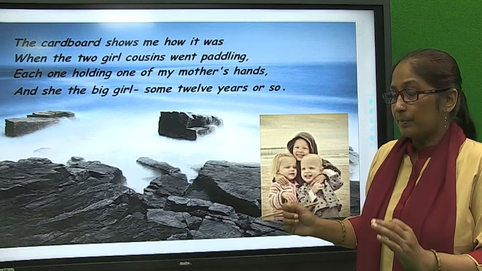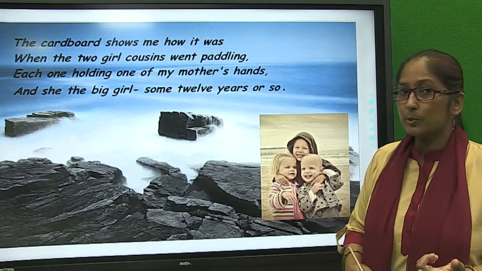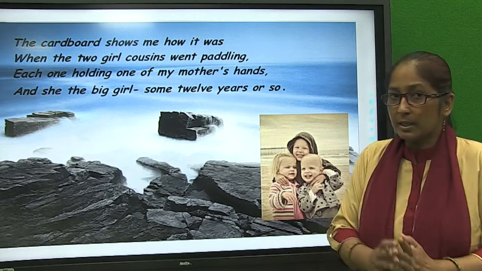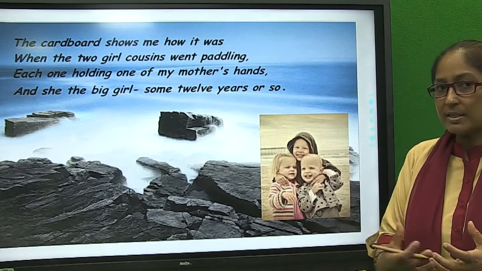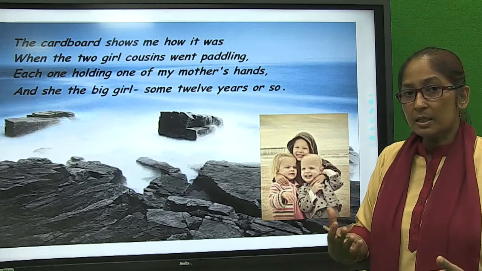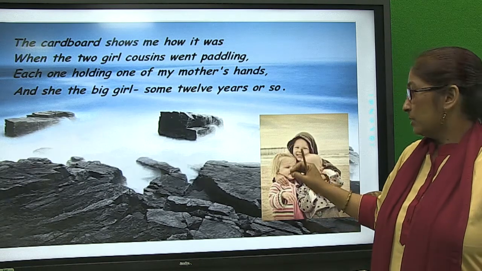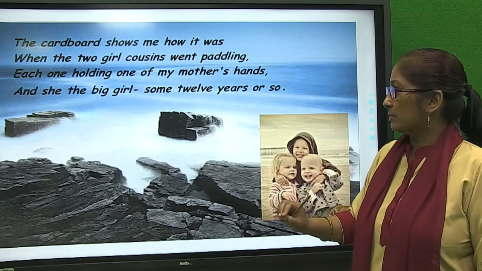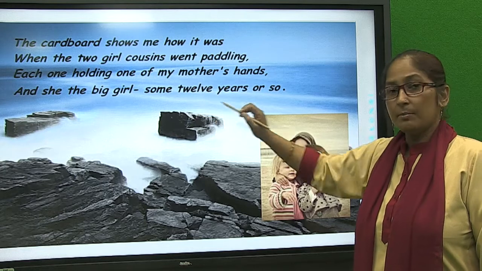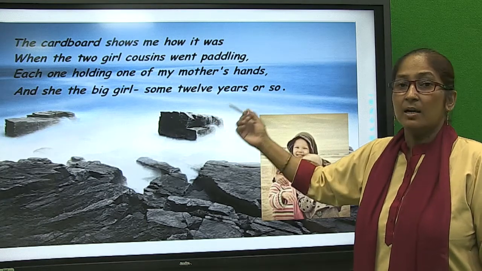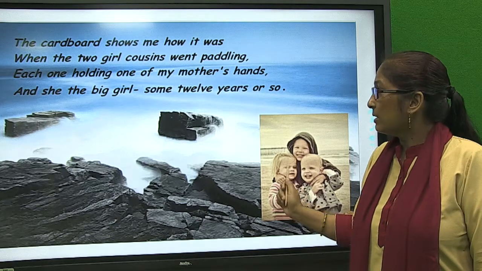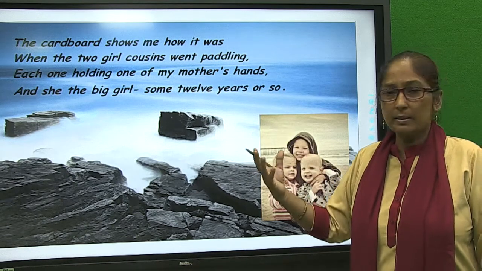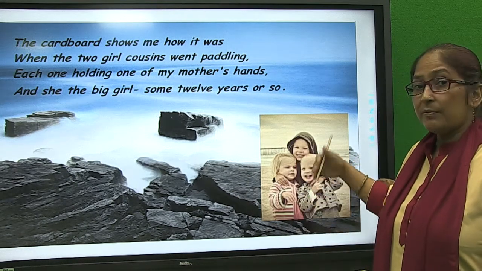Dono ne poet ki mother ke dono taraf se haath pakde hue the kyunki wo dono choti thi. Aur kahan thi, on the beach of the sea, समुद्र के किनारे पर थी, और समुद्र के किनारे पर जो वेव्स आती हैं, करंट्स आती हैं, तो छोटे बच्चों को गिरने से डर लगता है. That's why both the cousins of the poet's mother were holding the hands of the poet's mother, and she, the big girl, the poet's mother, was eldest among these three girls. वो सबसे बड़ी थी. And at that time her age was near about 12 or so. लगभग 12 या 13 साल की उनकी उम्र थी उस समय जब ये फोटोग्राफ लिया गया था.